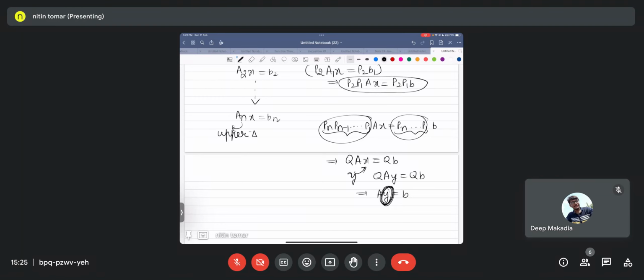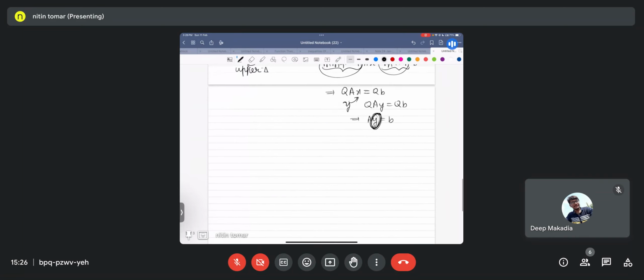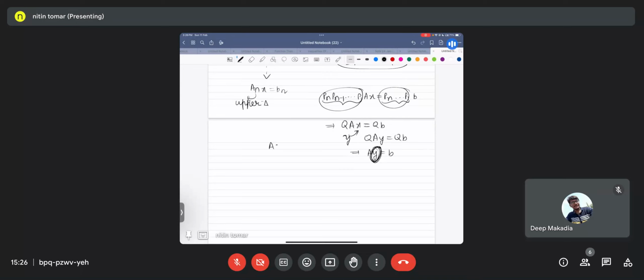This A tilde x equal to b tilde is eventually the same system. Yes, because whenever you are doing a row operation, you are just multiplying this system by some invertible matrix, let's say Q. So if you get some solution, let's say x tilde, then this x tilde also solves the original system AX equal to B. And why does this happen? Because Q is invertible, so you can cancel them.